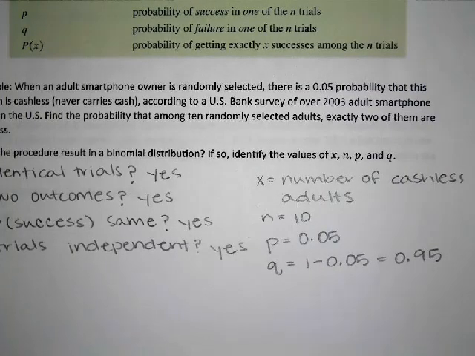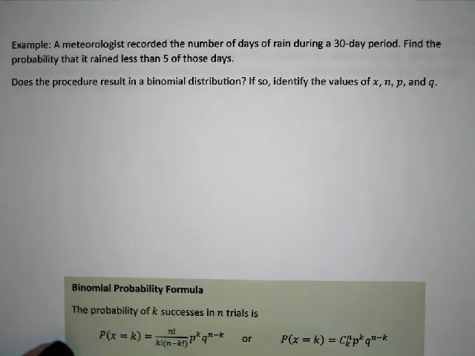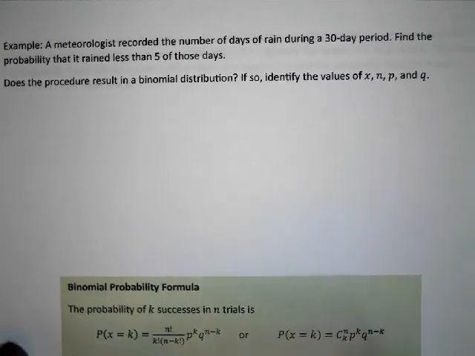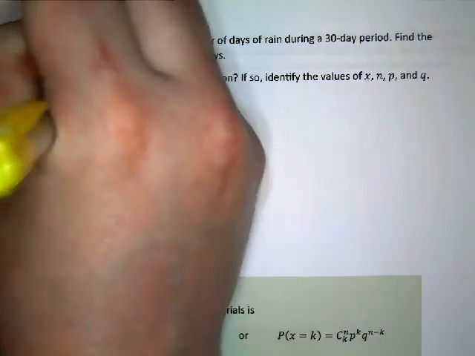Okay, let's look at another context. So this one says, a meteorologist recorded the number of days of rain during a 30-day period. Find the probability that it rained less than 5 of those days. Okay, so first, do we have identical trials?